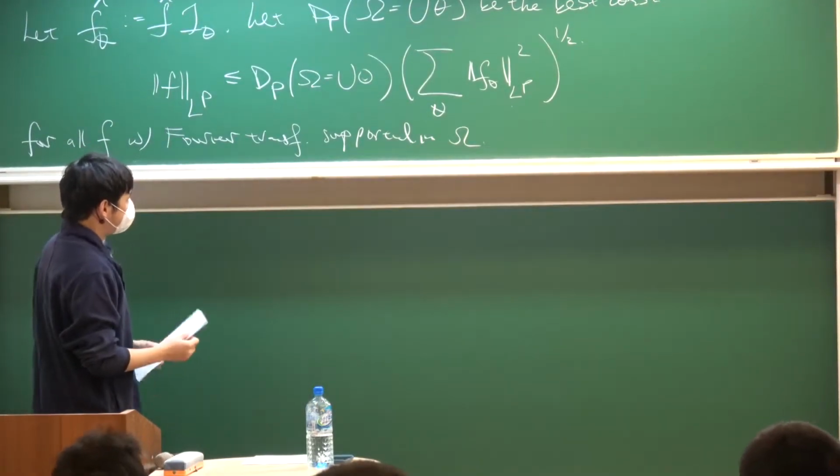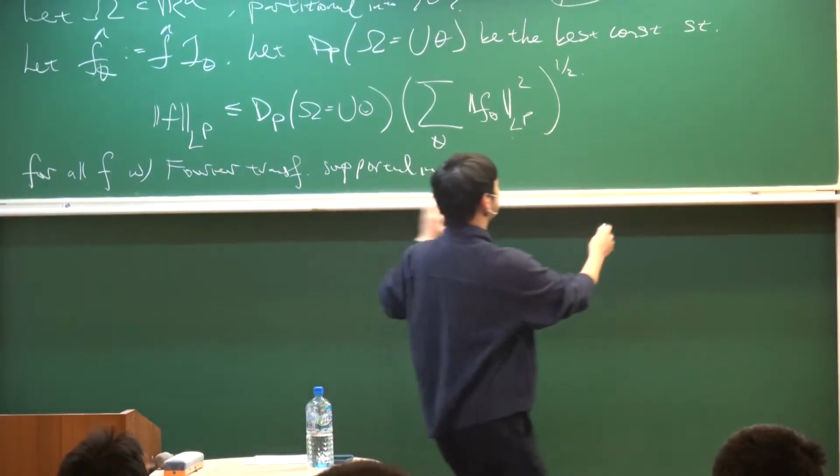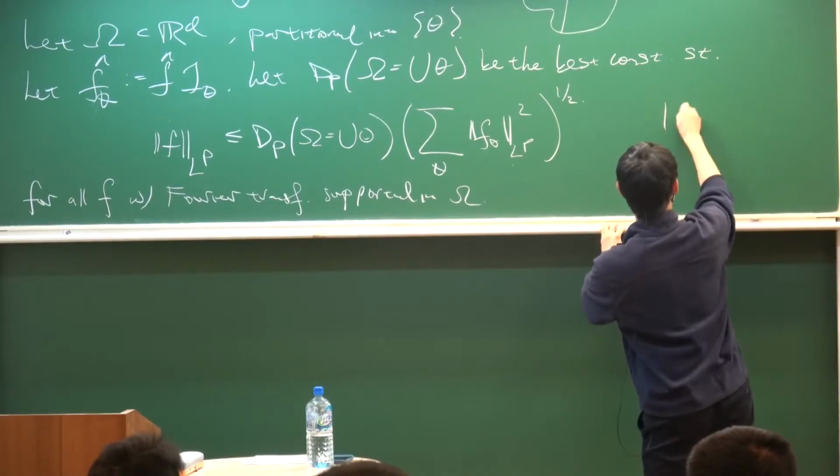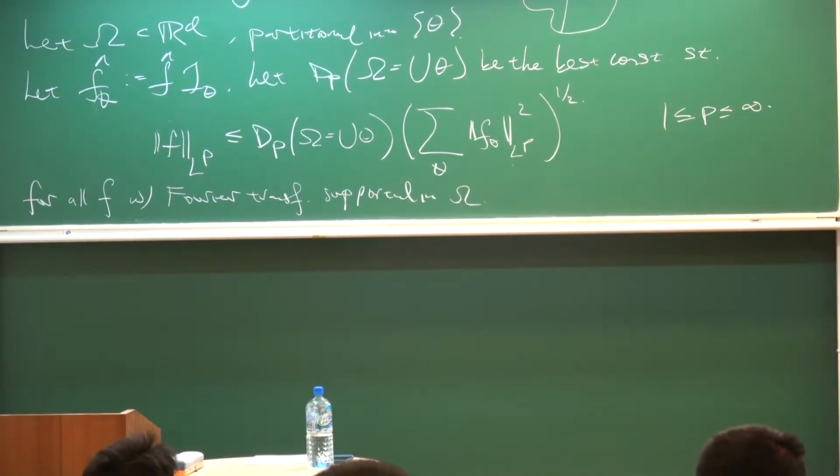Okay, so why is this called decoupling? Implicitly, we always want to assume that p is between, let's say, 1 and infinity, so that we're working with a Banach space. Why is it called decoupling? Where does the word come from?